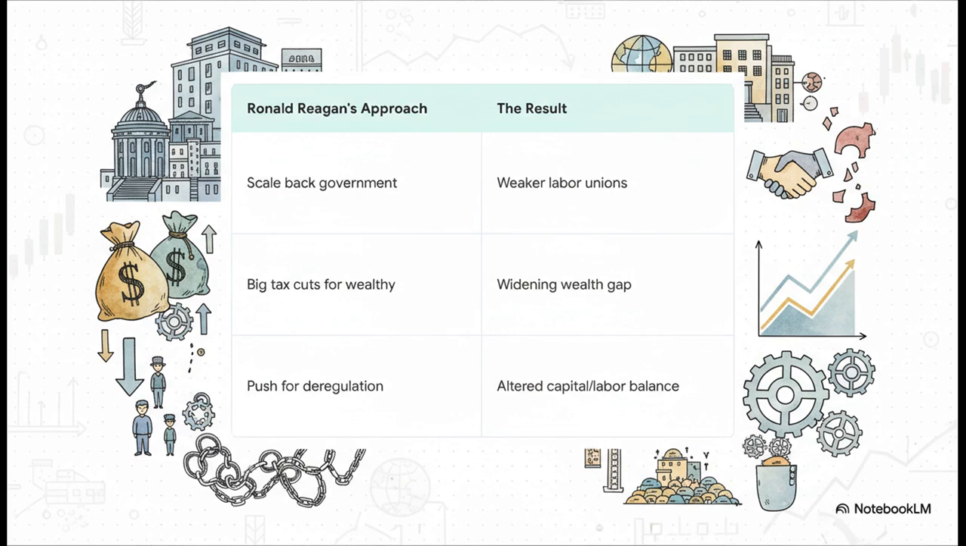Now, the results of this were, and still are, super complex and hotly debated. But one thing is for sure, it tipped the scales, giving more power to capital, that is the owners and investors, and less to labor, which was a big factor in the widening wealth gap.